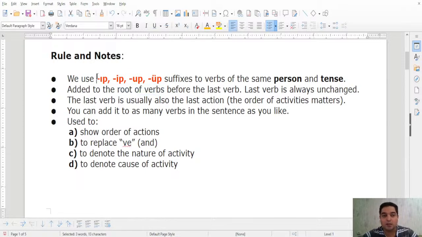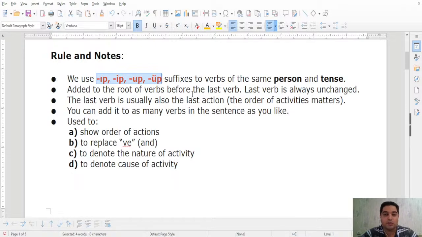So we attach those suffixes up, ip, up only to the roots of the verbs that precede the last verb. Okay. So if you have four verbs that belong to the same person and tense, then the first three will be getting up, ip, up, and the last one will be unchanged. Why do we not change the last one? Because the last one denotes the tense and the person. We understand it from that one, okay? So we change the previous three, and the last one is there for us to know what tense that is and what person that is.